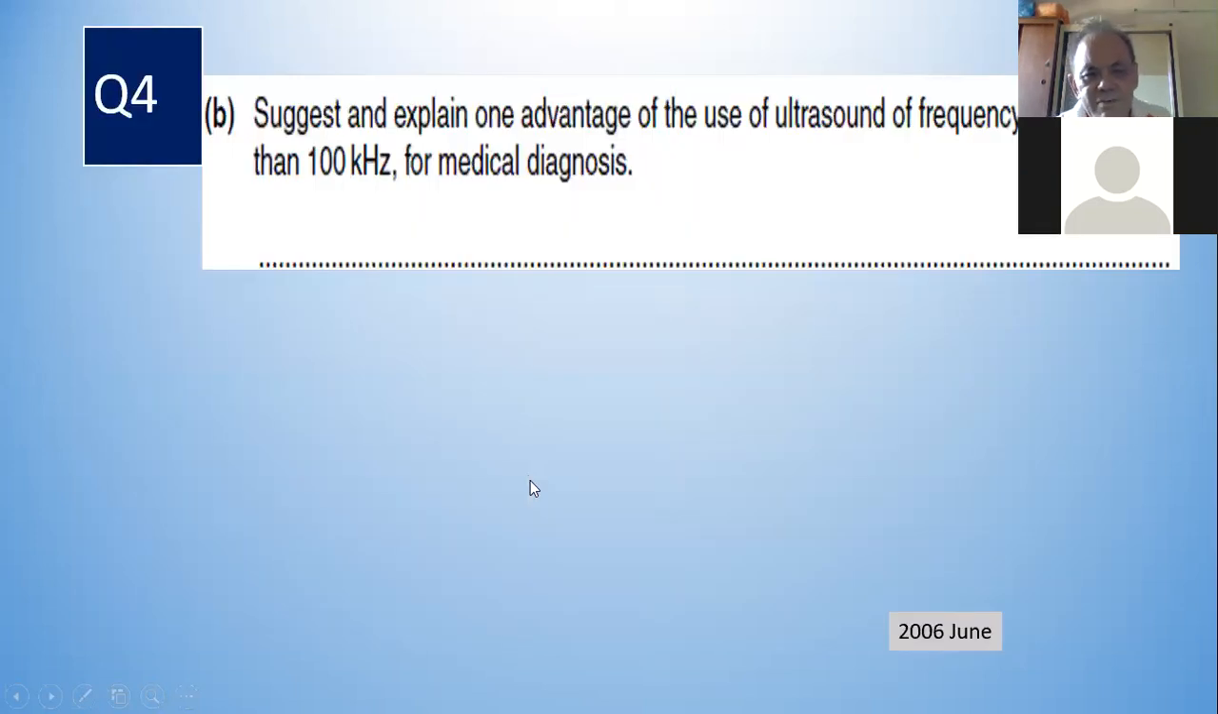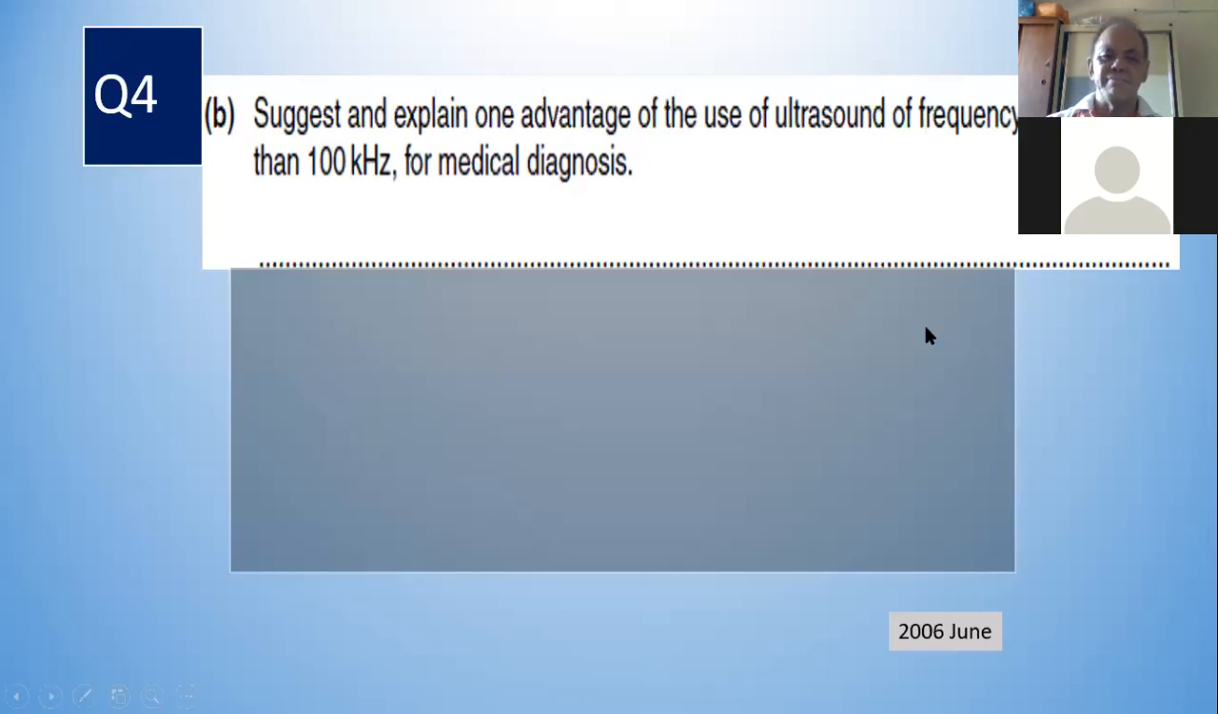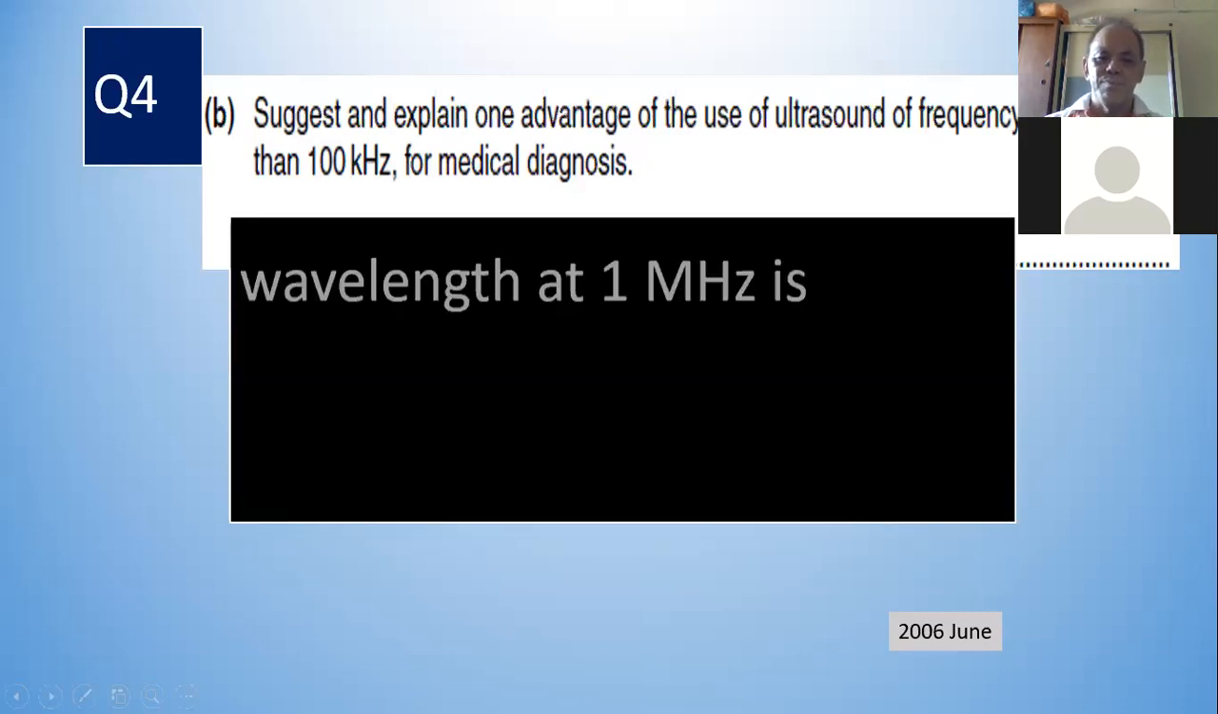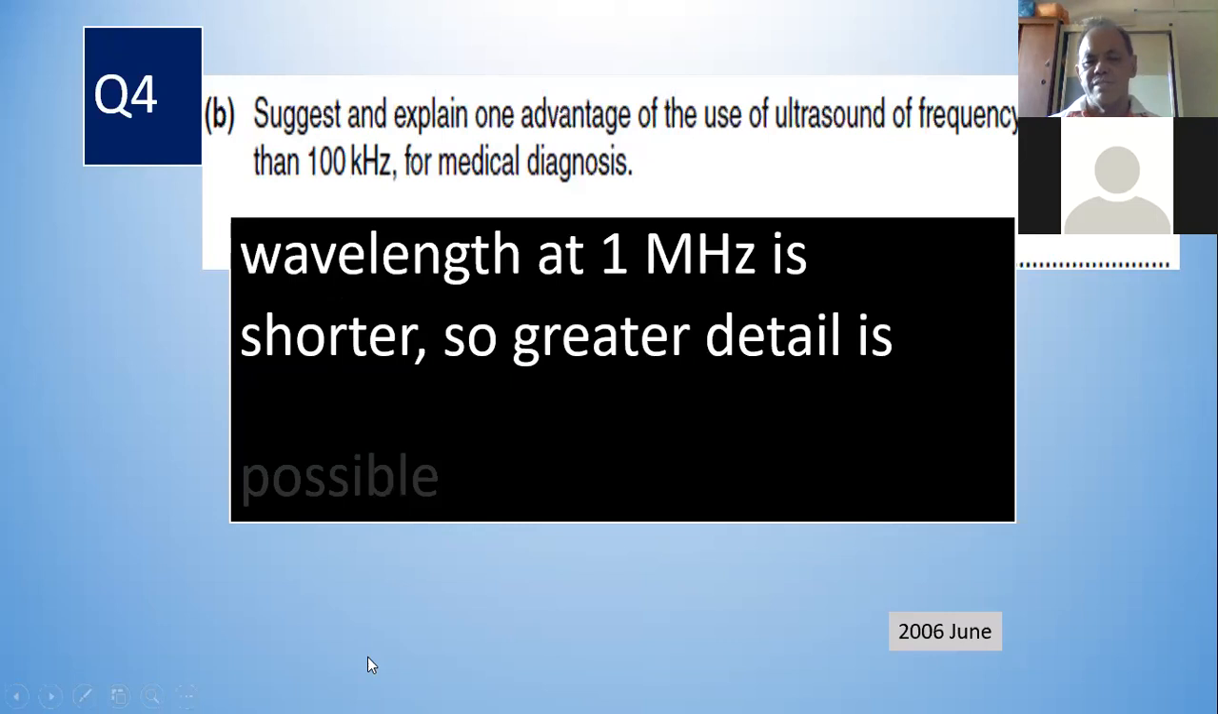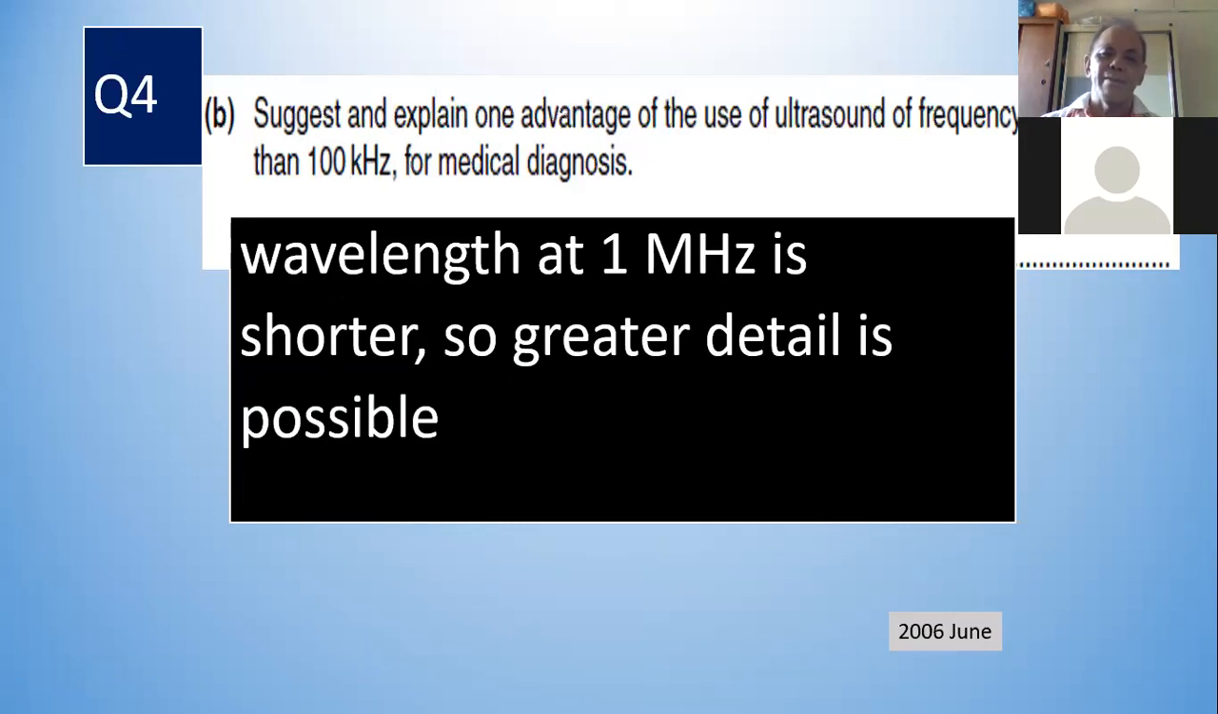Suggest and explain one advantage of the use of ultrasound of frequency 1 megahertz rather than 100 kilohertz. Remember, larger the frequency, smaller the wavelength. Smaller wavelength, you can see greater detail. Okay? Wavelength of that is shorter than that one there. So greater detail is possible of what we want to see inside the body.